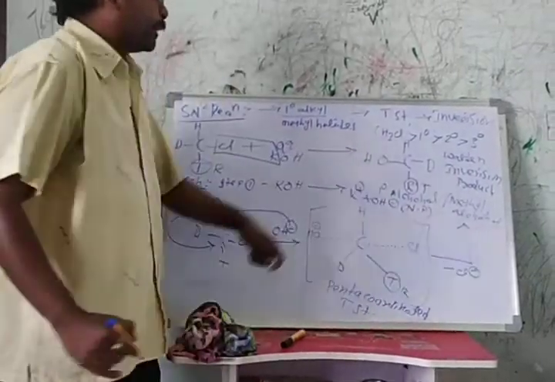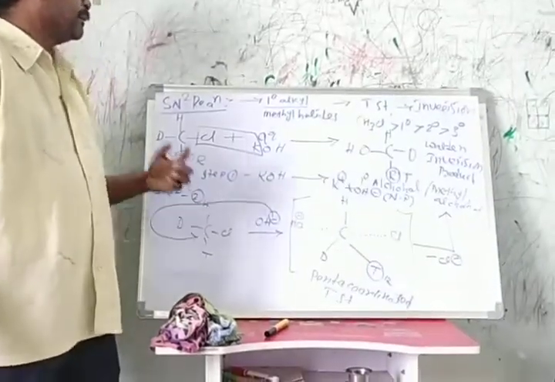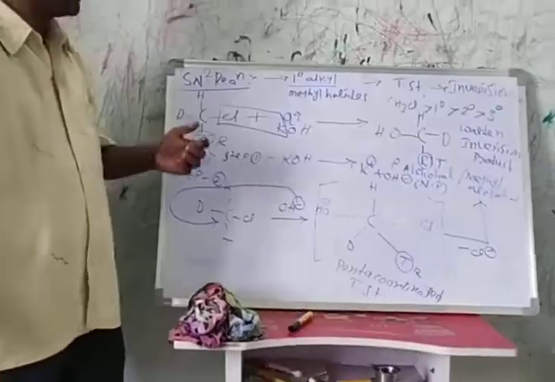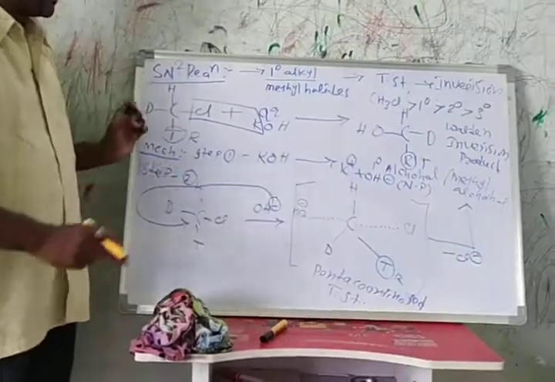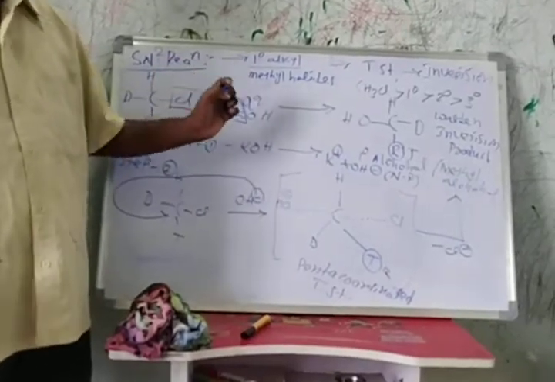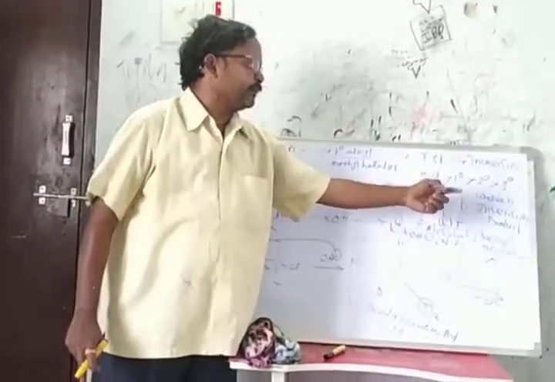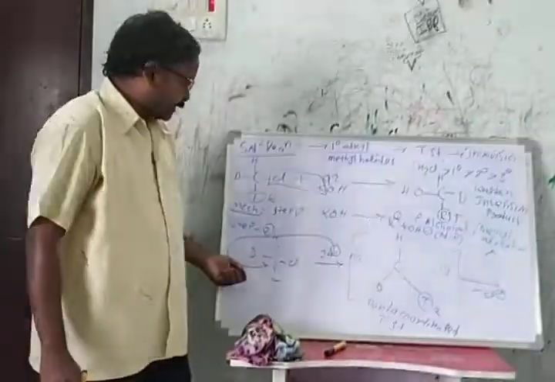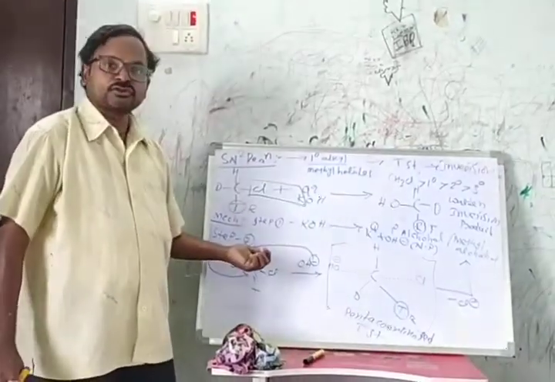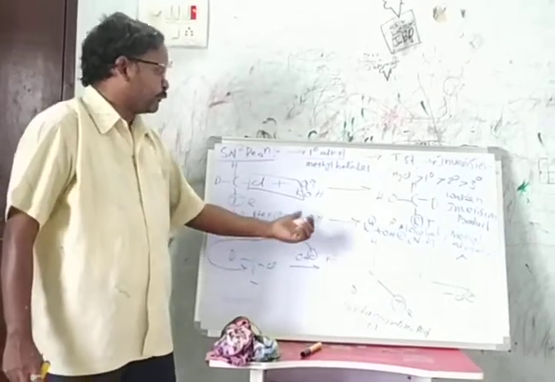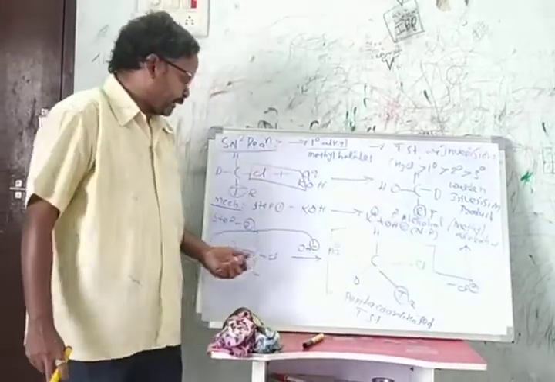This unstable pentacoordinated transition state loses Cl minus and forms the primary alcohol. This is a simple SN2 reaction. What is the SN2 reaction? Alkaline hydrolysis of primary alkyl halides or methyl chloride forms primary alcohol or methyl alcohol with inversion. The mechanism for this SN2 reaction involves 2 steps. First step, KOH dissociates into K plus and OH minus, which is a nucleophile.